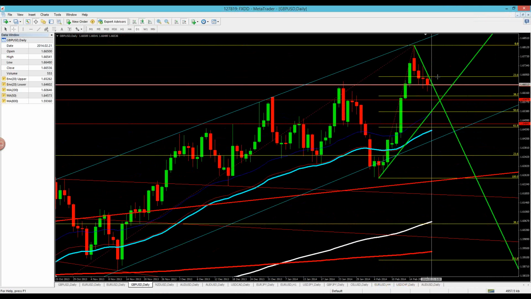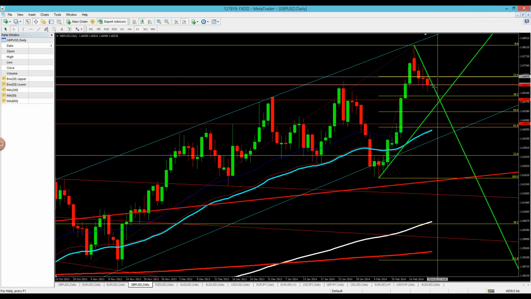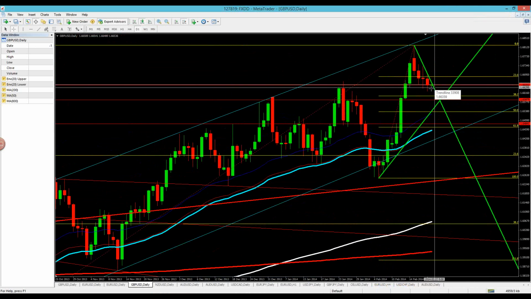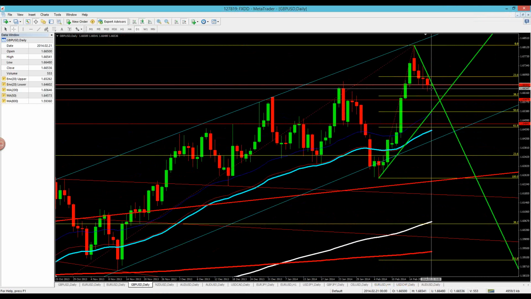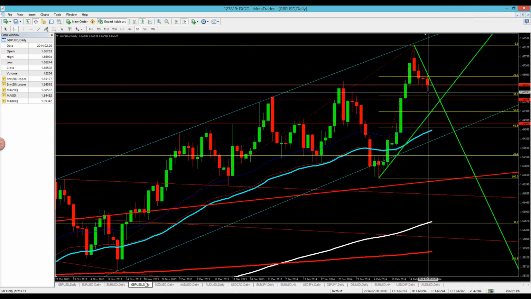166.87. Start looking for a sell at that point. Look for reversal candles. Talk to Nino if you need to know exactly what to look for to be able to get into that sell. Okay, and that's where we stand on the pound dollar. So we have no bias on that.